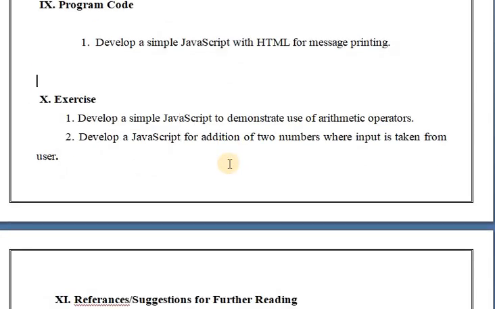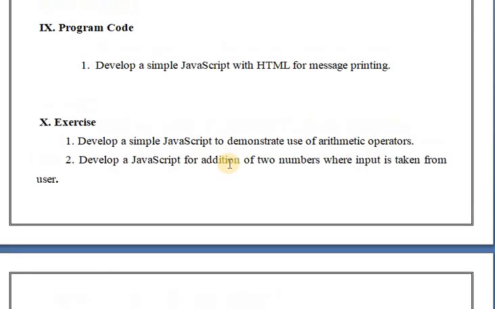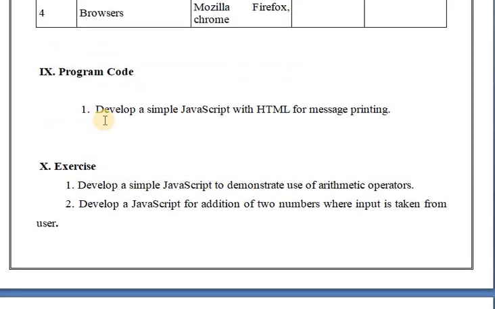Let us see. First is a program code. In this program code we develop a simple JavaScript with HTML for message printing. Here we have to perform a simple JavaScript program with HTML for message printing.